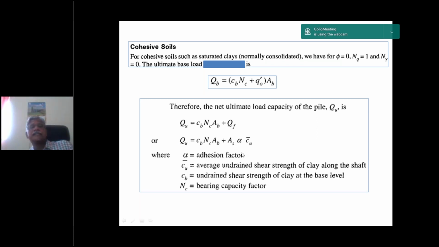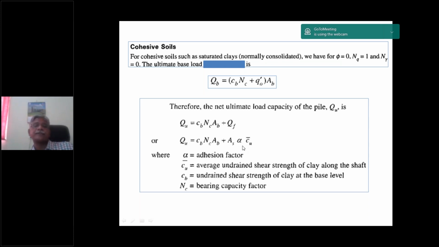adhesion factor. It depends on the consistency of clay. As the consistency of clay varies, alpha also will vary. For saturated clay, fully saturated clay, alpha can be taken as 1, because in case of saturated clay, the soil is going to surround the pile surface effectively, so the entire friction will be mobilized. That's why alpha can be taken as 1.